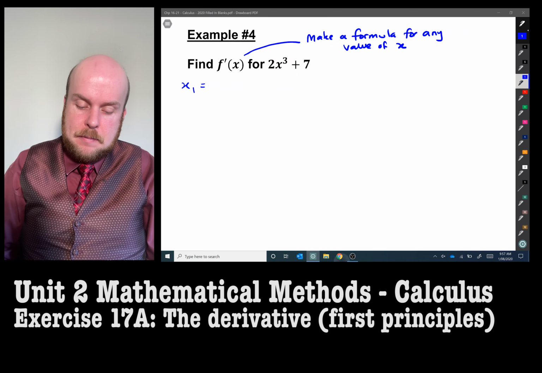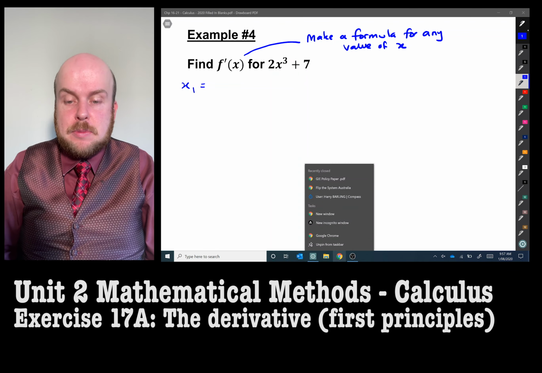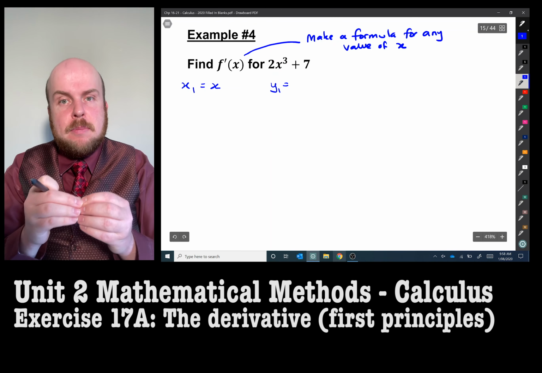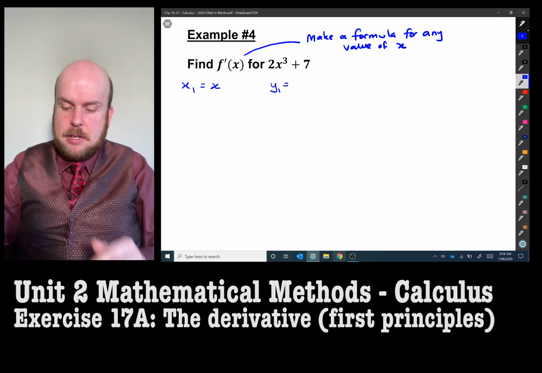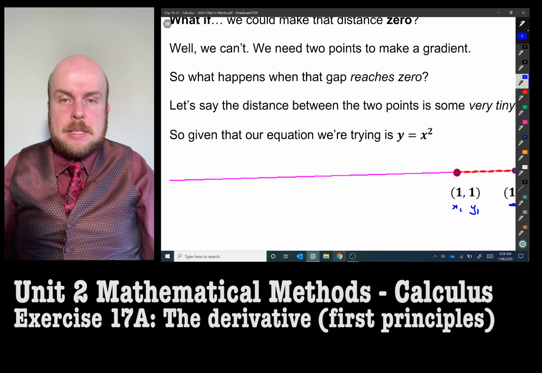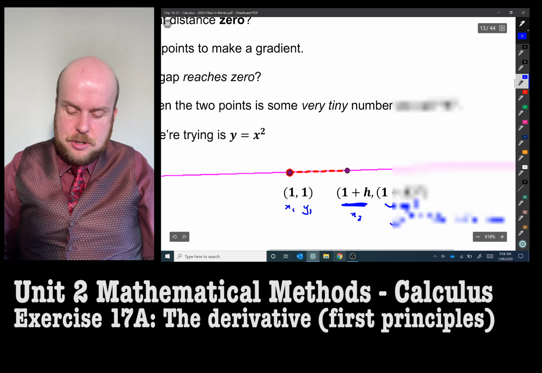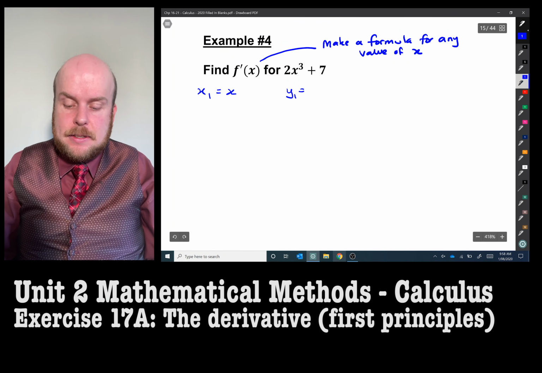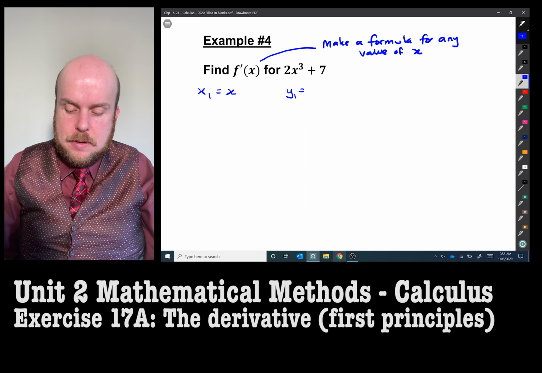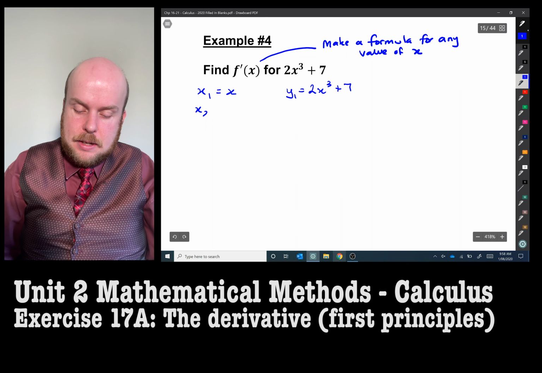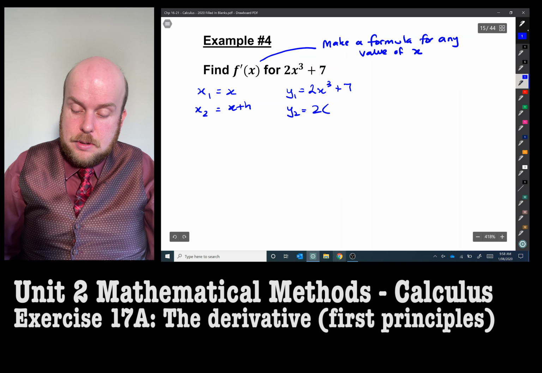To do this, we need to label x1 and y1. So x1 will just be x because we want it for any x. You might remember that example of that tiny picture, where we were doing the 1 and the 1 plus h? Well, instead of 1 and 1 plus h, we're going to do x and then x plus h. So I'm just going to substitute x into the original equation, so y1 is 2x cubed plus 7. And then x2 is equal to x plus h, we just want a tiny distance away. y2 is equal to 2 brackets x plus h cubed plus 7.